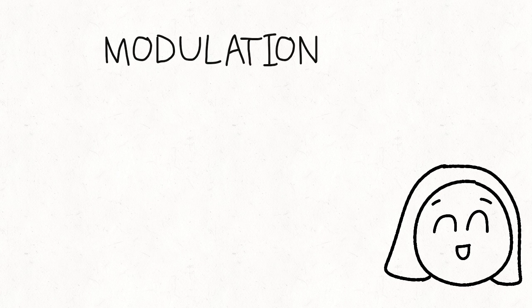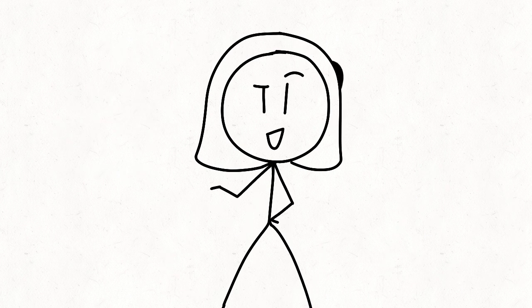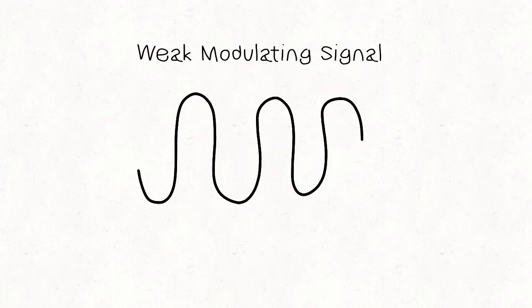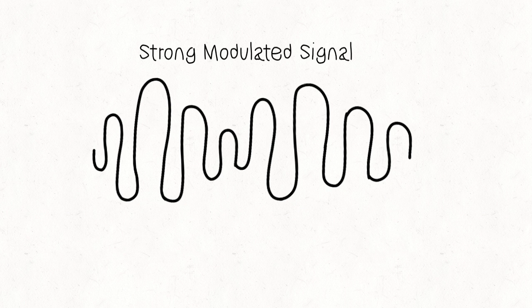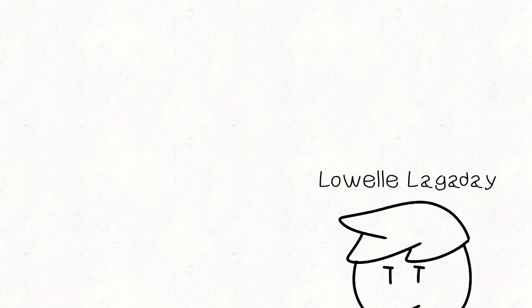So now, let us continue our topic about modulation. It is a process of changing the parameters of the carrier signal in accordance with the instantaneous values of the modulating signal. So why do we need modulation? It is because it increases the strength of the signal to travel longer distances.